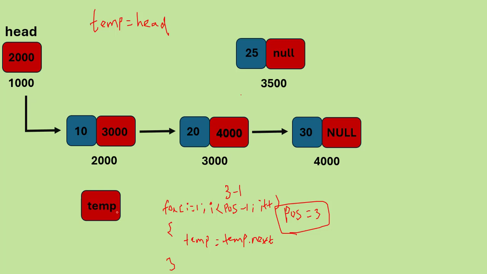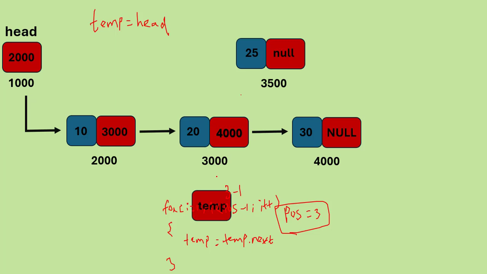If the condition is true, what is the meaning? I have not reached the second position, so I'll go to the next node, temp equal to temp dot next. Now the i value will be incremented by 1, which becomes 2. 2 less than 2, the condition becomes false, which means I have reached my second node.